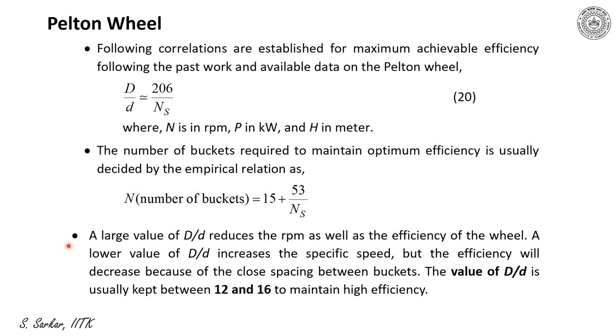Please note that capital D by small d, that is, pitch diameter of the wheel divided by jet diameter, is an important parameter. A large value of capital D by small d reduces the RPM as well as the efficiency of the wheel. Furthermore, a lower value of capital D by small d increases the specific speed, but the efficiency will again decrease because of closer spacing between the buckets. Thus, the value of capital D by small d is usually kept between 12 to 16 to maintain high efficiency. So these are the few facts based on which a Pelton wheel is designed.